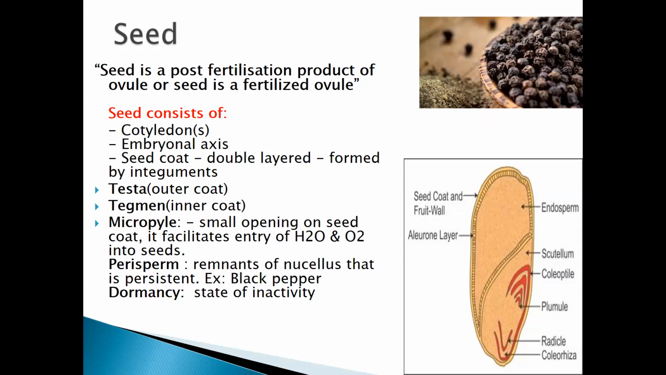A micropyle is present, from where the water and the oxygen move outside and inside. That is, the transmission of the oxygen and the water happens through the small pore called micropyle. Then there is a perisperm. Perisperm is nothing but the remains of the nucellus, which is present surrounding the embryo sac. If it remains in the seed, that is called perisperm.